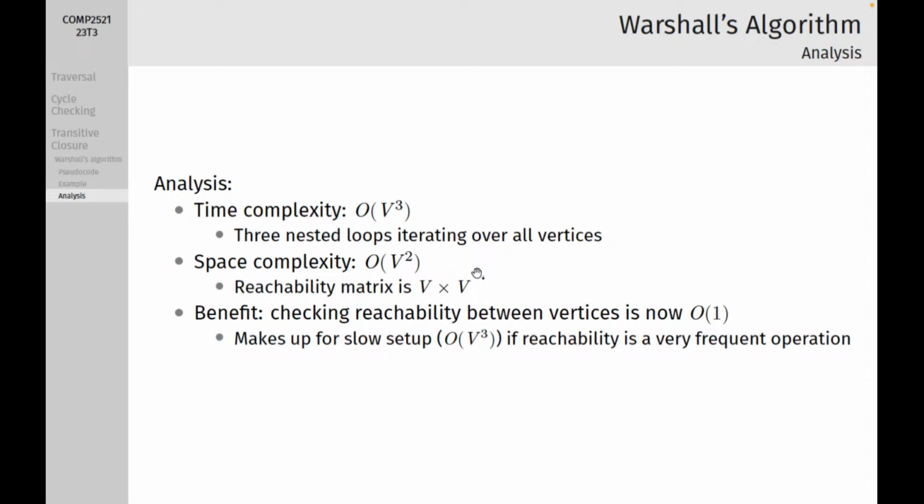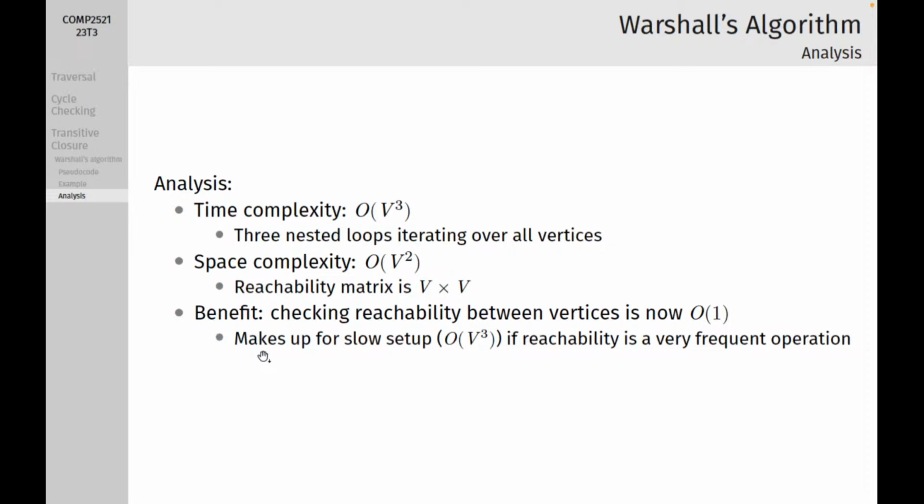What is the space complexity? Well, the algorithm needs to create a v by v matrix, the reachability matrix. So its space complexity will be O of v squared. So if your graph is really large, for example, if it has hundreds of thousands of vertices, then running this algorithm could be a problem because you need v squared space.